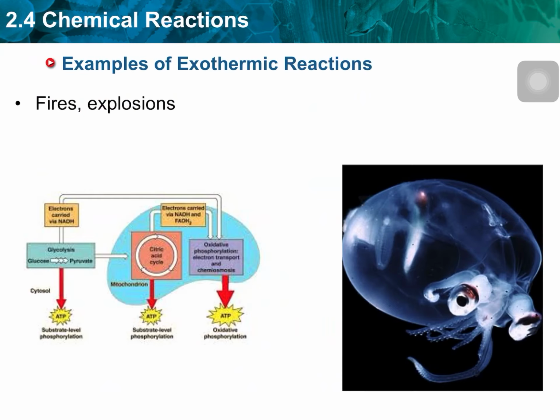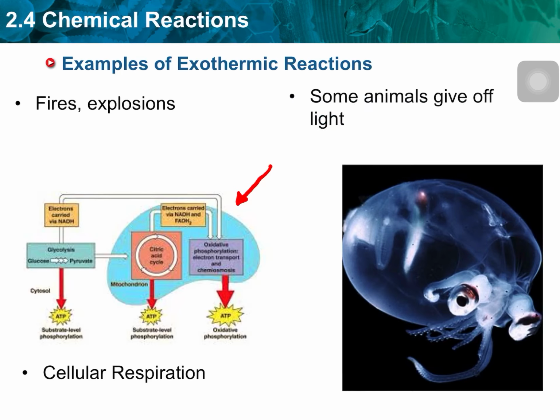Okay, some real life examples. Fires, explosions, right? They're giving off heat, they're giving off energy. Cellular respiration, which we'll talk about next semester. This is where you get your energy to live. It's giving off energy. And some animals actually give off light, and light is a form of energy. So this squid actually glows in the dark, and it is exothermic because it's giving off heat, it's giving off light.